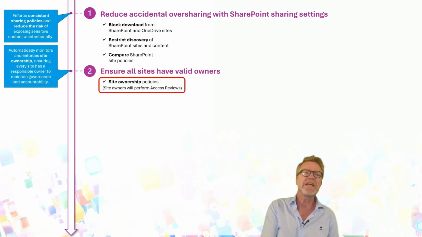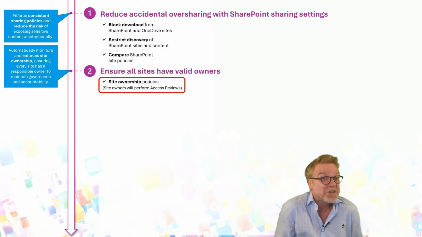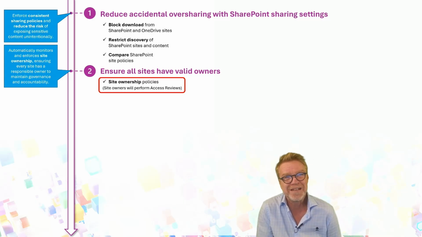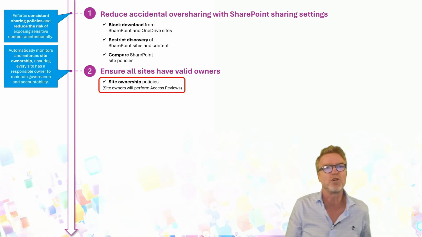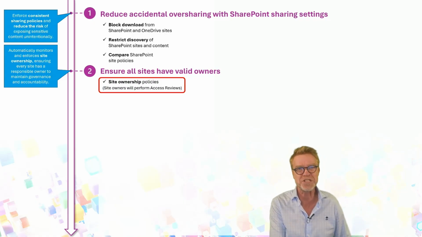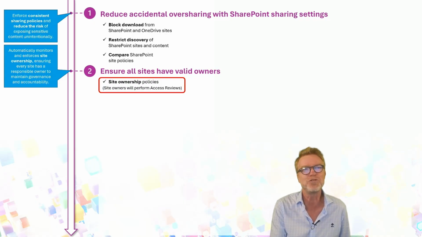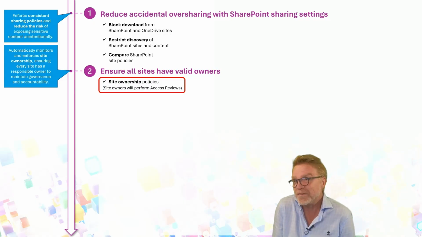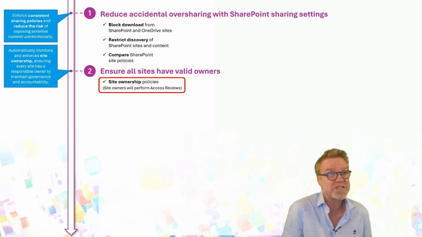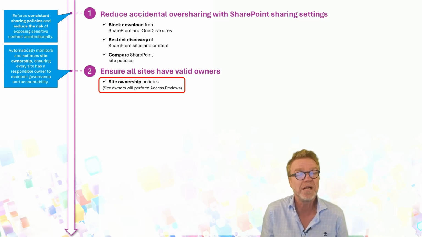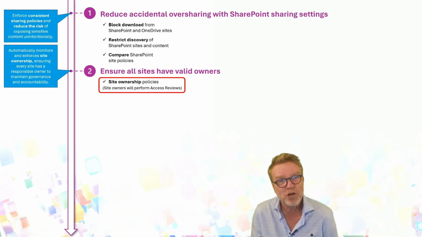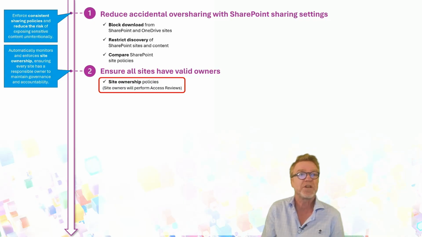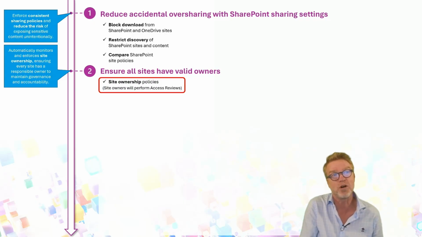Then the second thing that you will want to do, I already discussed it, is making sure that you have site owners. Therefore you have the site ownership policy that you can use, so that you find and discover which sites don't have an owner anymore. Because you need to identify the owner, and you need to be sure that the owner is aware of the responsibilities he has as the owner.